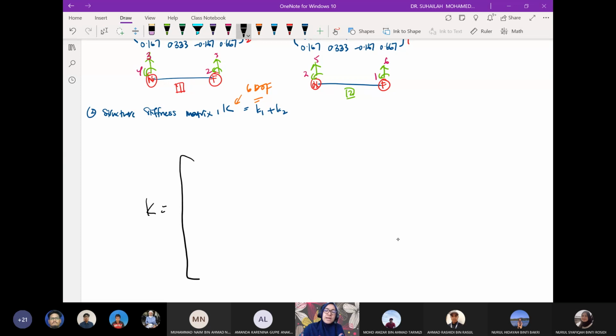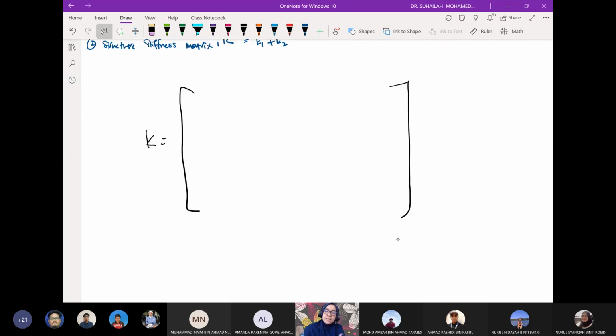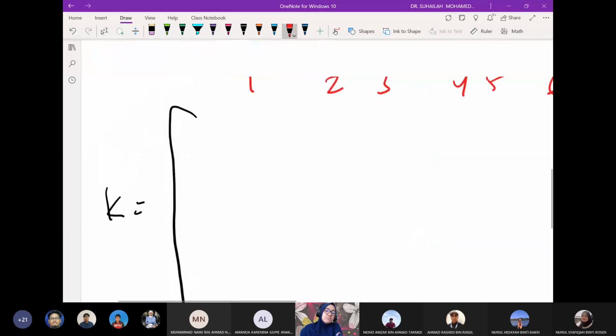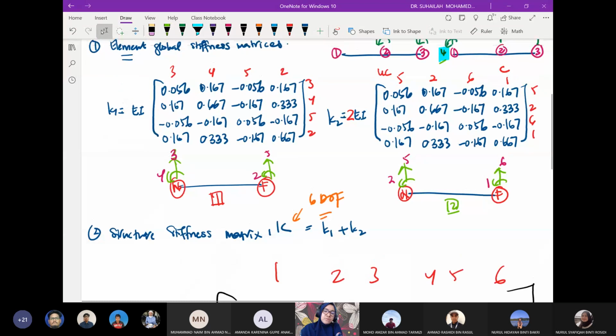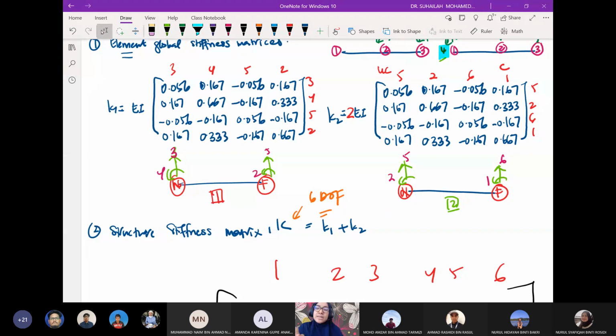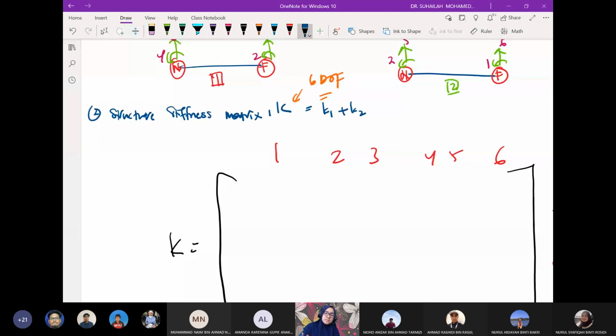Okay, the size is 6 by 6, and the positions are in order: 1, 2, 3, 4, 5, 6, in order. So we look at the values here. Okay, position 1, 1. Position 1, 1 appears only once. Check the position in K1 and K2. Position 1, 1 here has 0.667 times 2, so it is 1.334. So we put it here. Okay, this is position 1, 1.